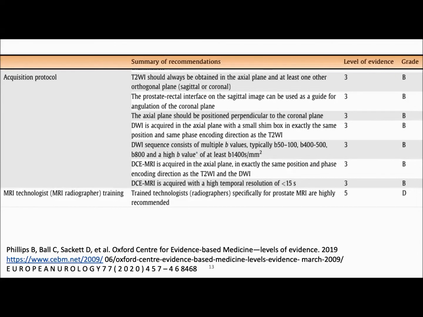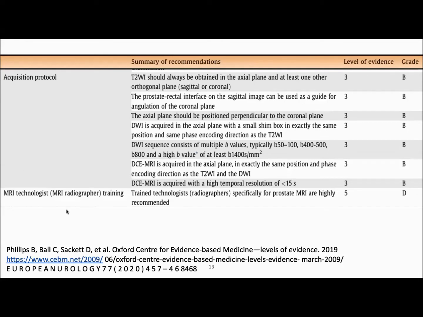After acquiring these 3 sequences, we can move on to DWI sequences, the diffusion weighted sequences, in which we can apply a shim box. A shim box is a special software which we can apply to improve homogeneity of the magnetic strength so that there are no artifacts. And it's ideal to have a high b value of around 1400 seconds per millimeter square. In our department, we are still doing 800, but we are trying to improve on that.